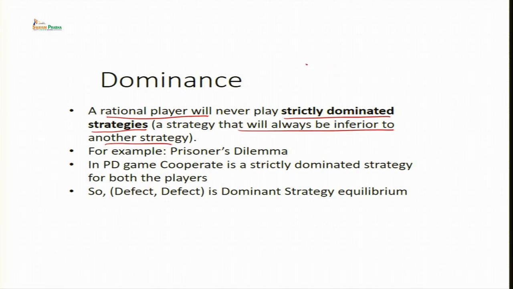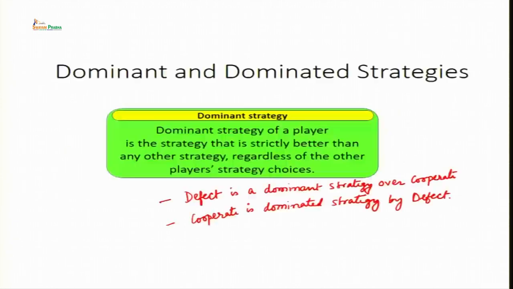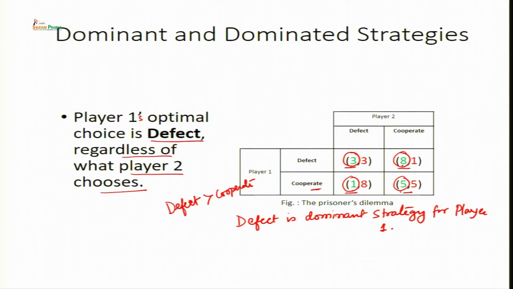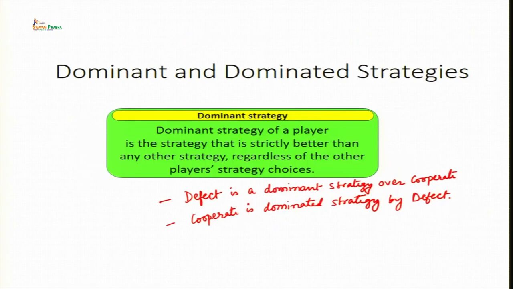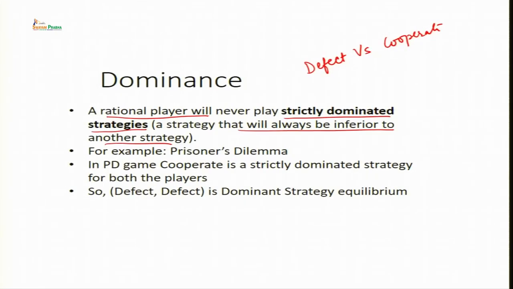Just if you remember, defect versus cooperate. Cooperate was giving less payoff, less benefit. So, you see cooperate was 1 and 5, defect is 3 and 8. So, 3 is more than 1, 8 is more than 5. That is why defect is the dominant strategy and cooperate is the dominated strategy, strictly dominated strategy. So, that is how the idea is, that a rational player will never play a strictly dominated strategy. This is the basis of this solution concept.